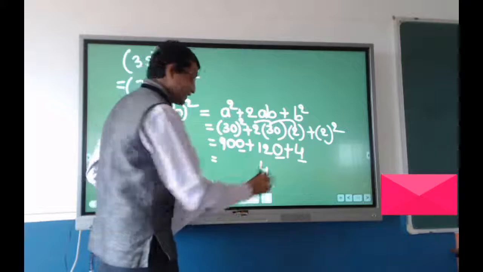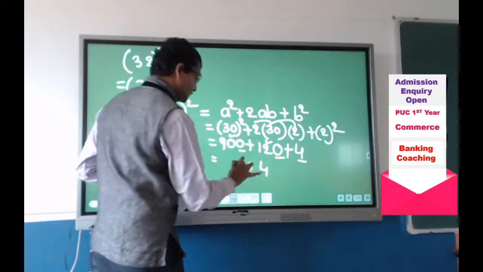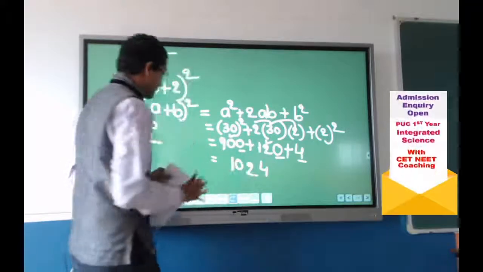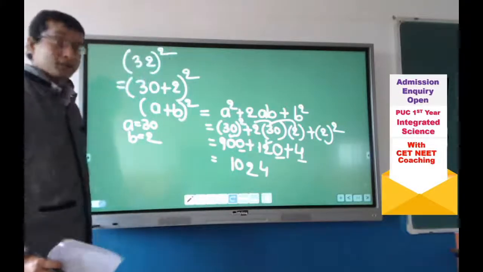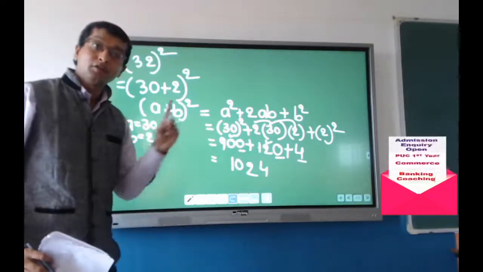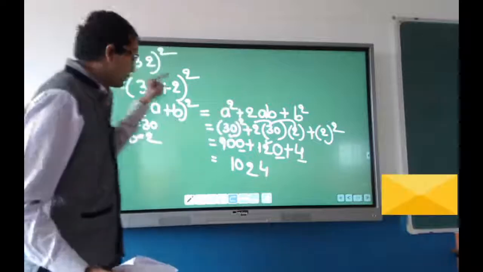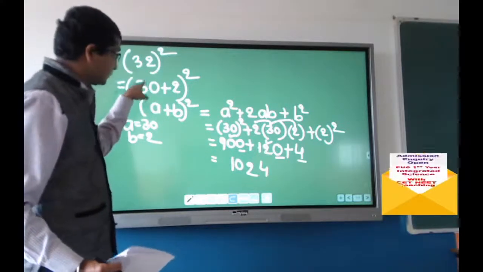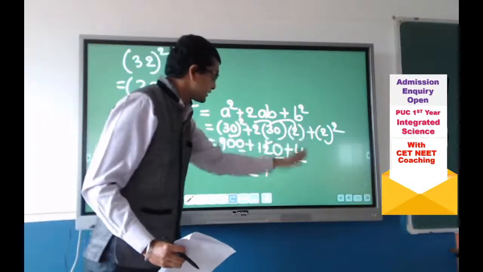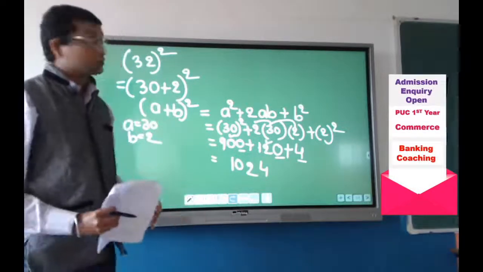Then the 10th place: here there is no 10th place, here is a 10th place, here is a 10th place. 2 plus 0 is 2. For the 100th place, 1 plus 9, we get 10. So 32 square expansion is 1024. Within a minute you can find a solution for this. I wrote the A plus B whole square expansion, but you can write directly 32 as 30 plus 2, A square plus 2AB plus B square. Multiply, simplify, add it, we get 1024.